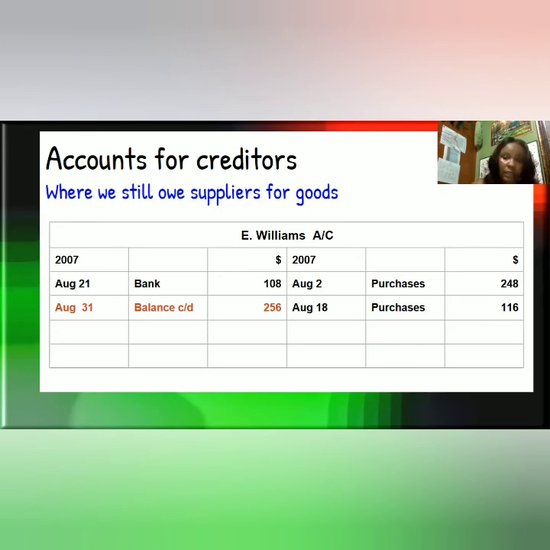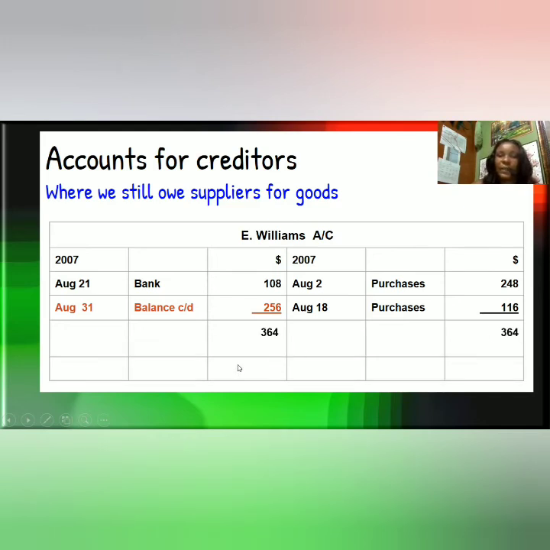Are we complete? No. We now have to do what? Draw our two single lines to show that we're going to be totaling the account. And the two single lines must be on the same level. Okay, there we go. So now we're going to add up both sides of the account and we end up with 364. So both sides are now equal.